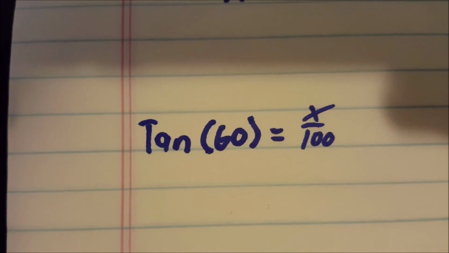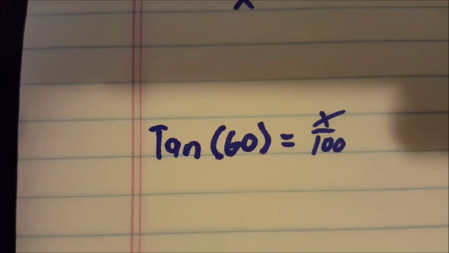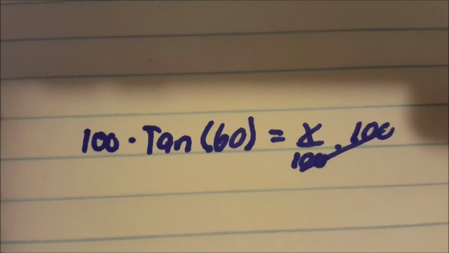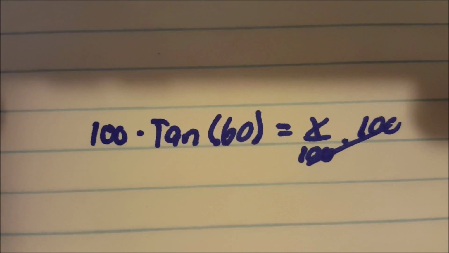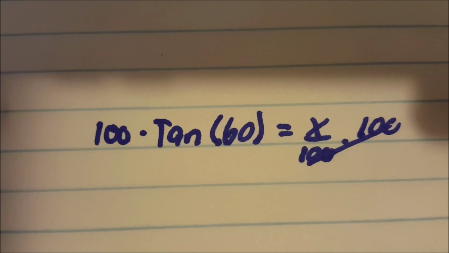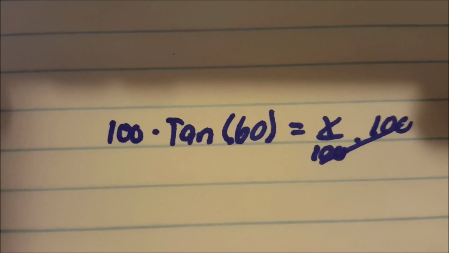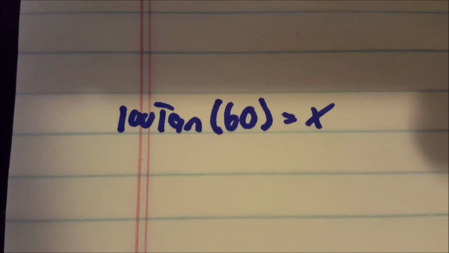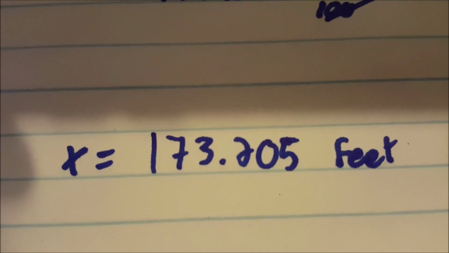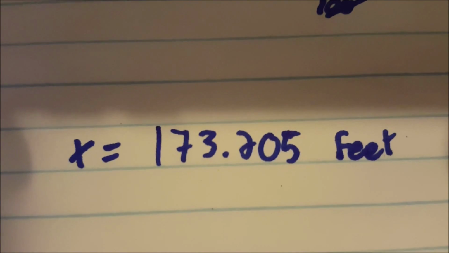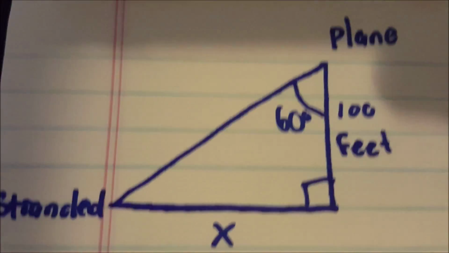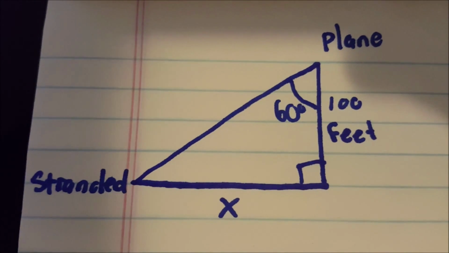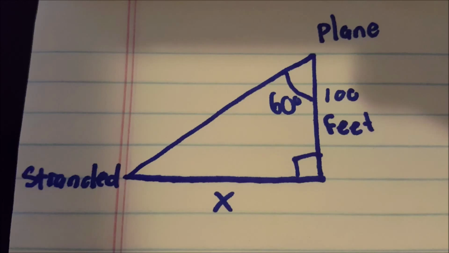So we plug it into the equation saying tan of 60 equals x over 100. Again, we try to get x alone, so we multiply by the denominator. In this case, it is 100 now. When you do that, you have to do it to the other side, so 100 times tan of 60. So now you're left with 100 tan of 60 equals x. The final answer is x equals 173.205 feet. So the distance the seals have to run to get to the stranded people is 173.205 feet.